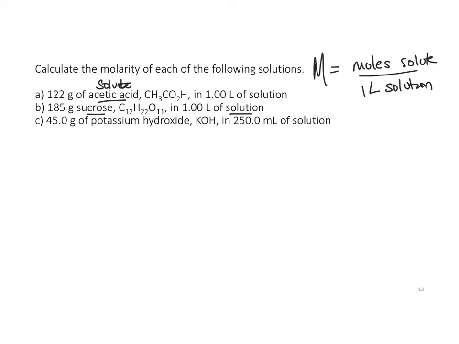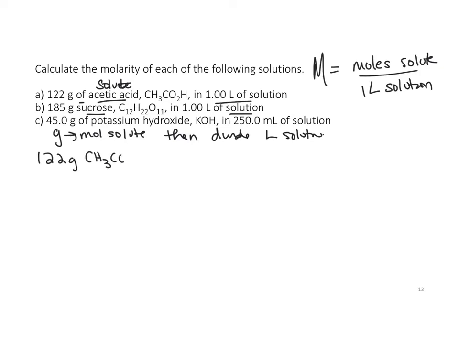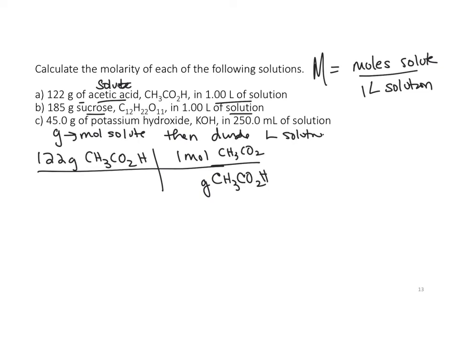Okay, so what we're going to do here to find molarity, you have to convert grams to moles of the solute, and then you're going to divide by the liters of solution. So 122 grams of acetic acid, this is vinegar. And how do we get to moles? We're going to have to add up that molar mass to get to 1 mole of acetic acid.